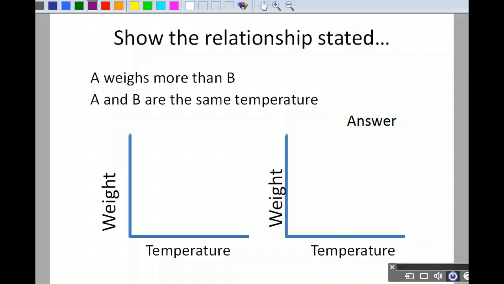Now let's look at this one. A weighs more than B, but A and B are the same temperature. Okay, now if they're the same temperature, I know they're going to line up. So I know I'm going to have one here, and one weighs more than the other. A weighs more than B, so A is going to be higher on the weight axis, and B is going to be lower. And that's your answer.